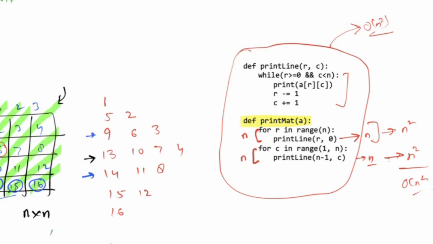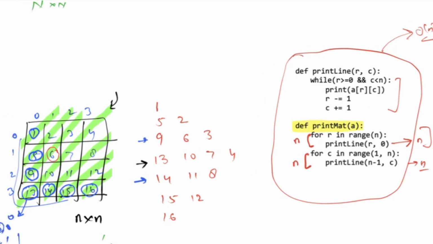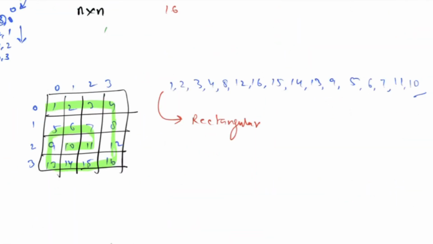All right. So during the interviews, in most of the cases, we find the time and space complexity intuitively. We do not use the mathematical formulas. Okay. All right. Next question.